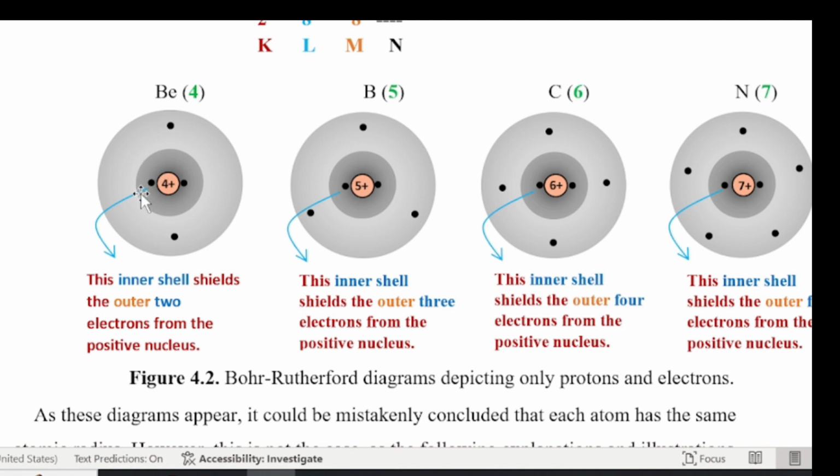So right now we consider the inner shell electrons as having shielding properties. This one is shielding 2 electrons from the outside. This is shielding these 3. These are shielding those 4. These are shielding those 5 there.